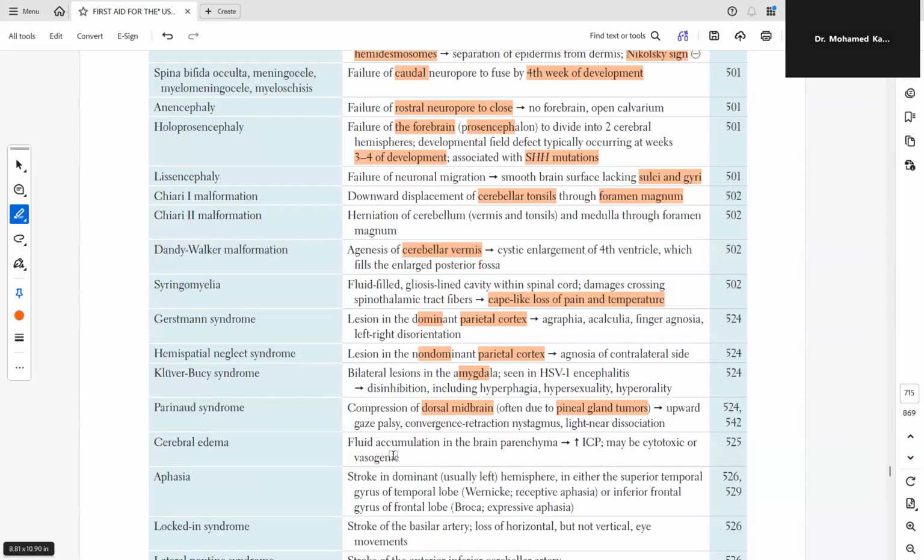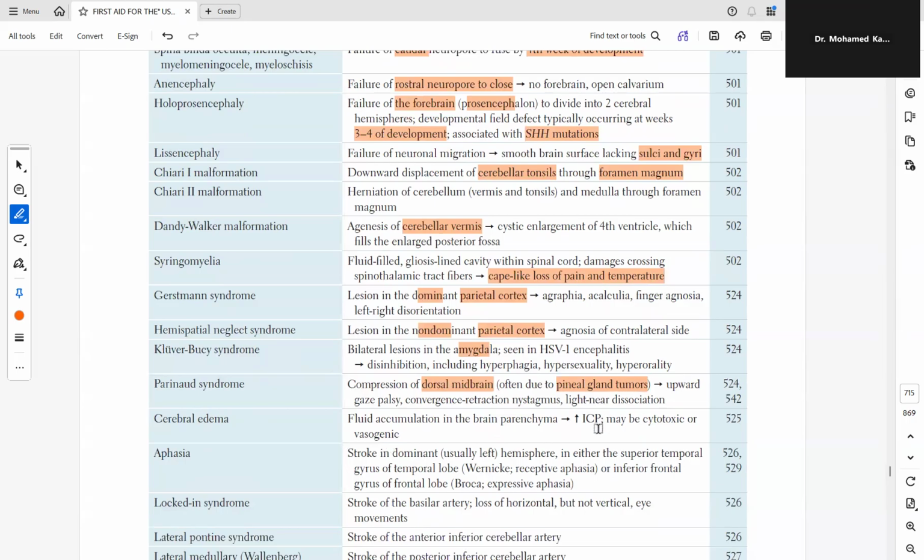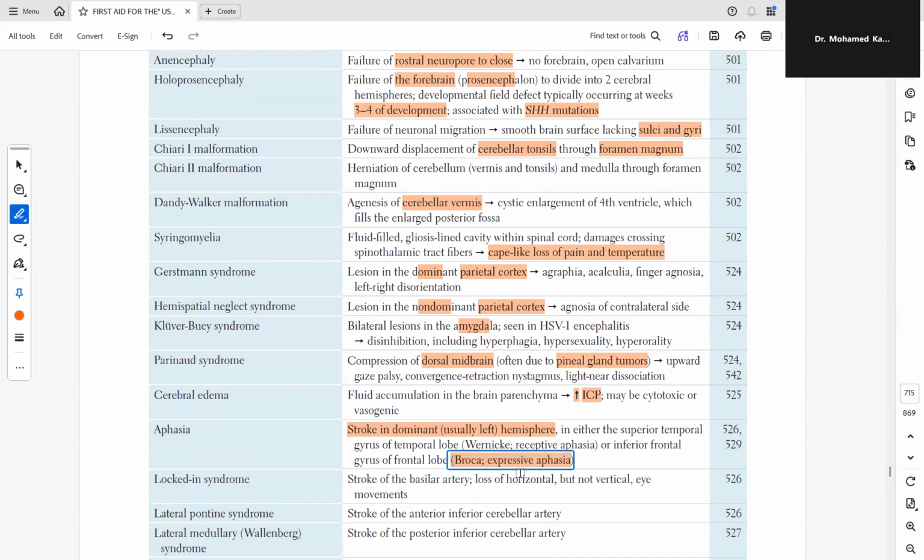Cerebral edema, fluid accumulation in brain parenchyma, increased intracranial pressure, may be cytotoxic or vasogenic. Aphasia, stroke in the dominant, usually left hemisphere, in either the superior temporal gyrus of the temporal lobe, leads to Wernicke receptive aphasia, or inferior frontal gyrus of the frontal lobe, leads to Broca's or expressive aphasia.